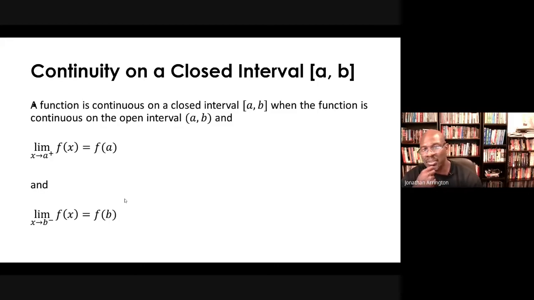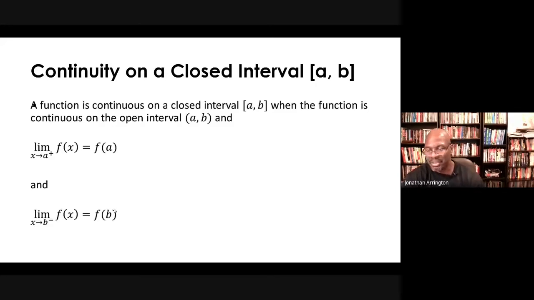And again, closed interval just means we're including those endpoints, when the function is continuous on the open interval (a, b). So meaning the function is continuous on every point in the interval except for a and b, and the limit from the right of a equals f of a, and the limit from the left of b equals f of b. So that's the difference between continuity on the closed interval versus continuity on an open interval.